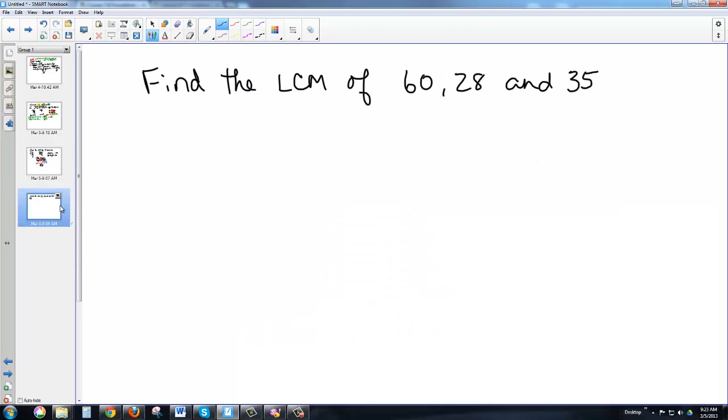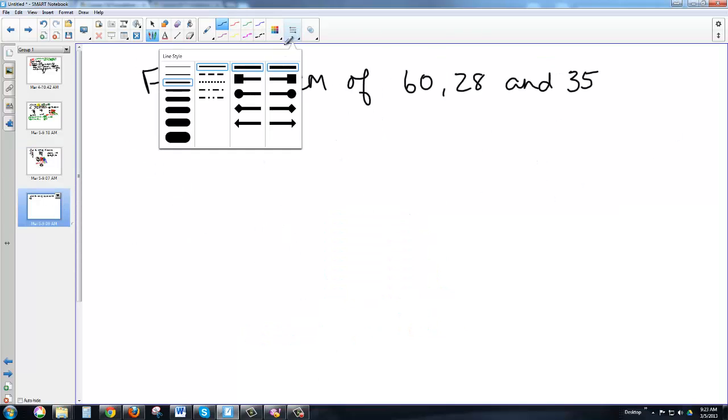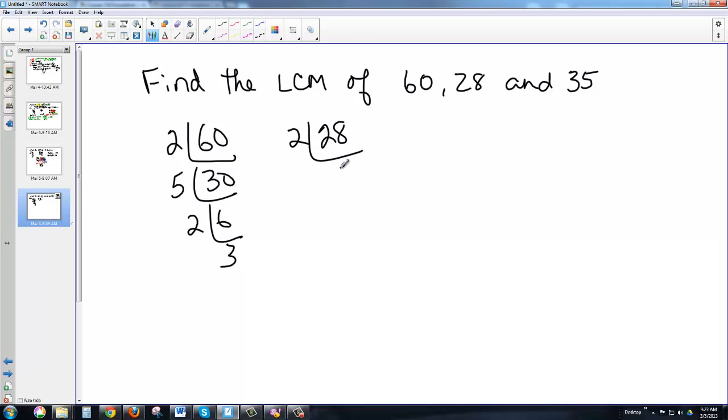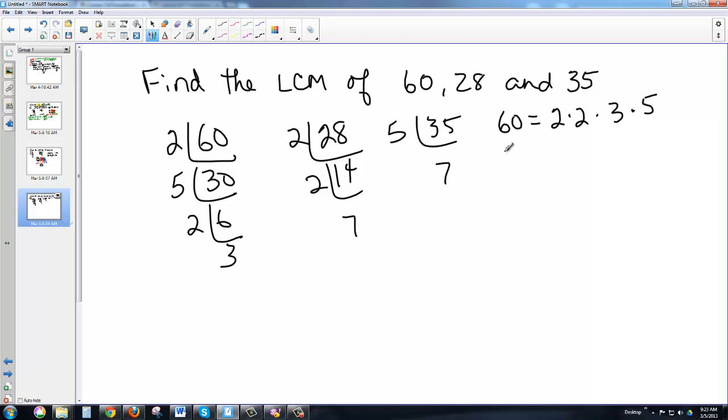Now, what happens if I give you 3 numbers to work with? Start the same way. Break down each of the numbers in the question. 28 is 2, 2 and 7, and of course 35 is just 5 and a 7. Write these out, all 3 of them, and I like to organize it smallest to largest so that I don't have to hunt for things later when I'm looking for things in common. And the 35 is 3 times 5.